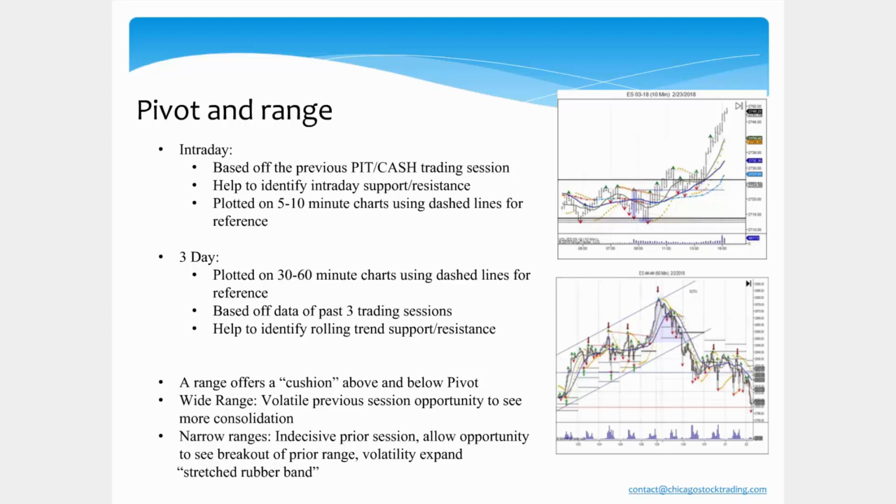If you have a narrow pivot range, that gives an indication that the prior session or sessions it's based off of was very indecisive, and it's like having a rubber band stretched out that could give way for volatility to expand and/or break out of a range. So think of a compressed market that's indecisive. You'll see those when the pivots tighten up. When they do tighten up like that, they give an opportunity to see an expansion of the range or a breakout.